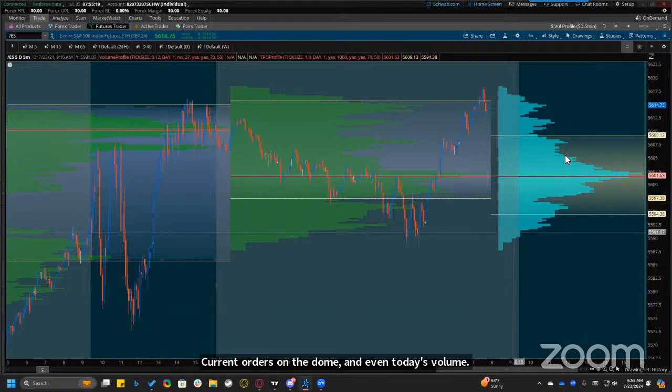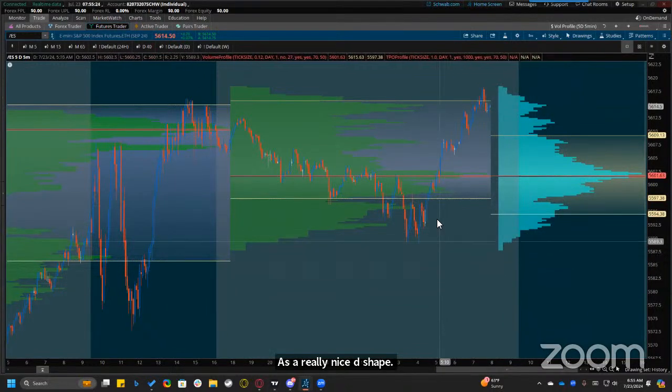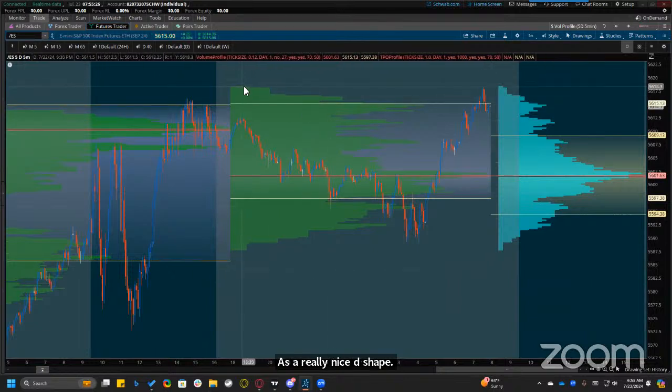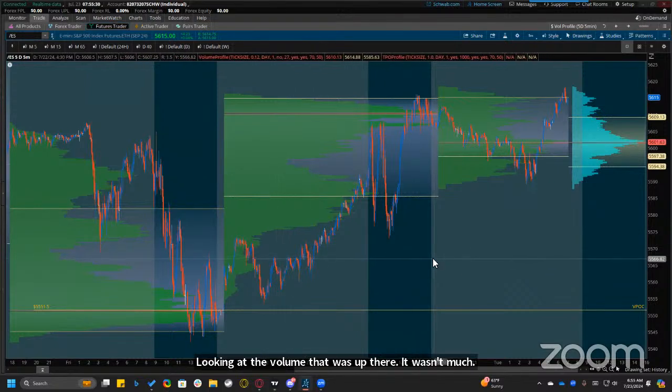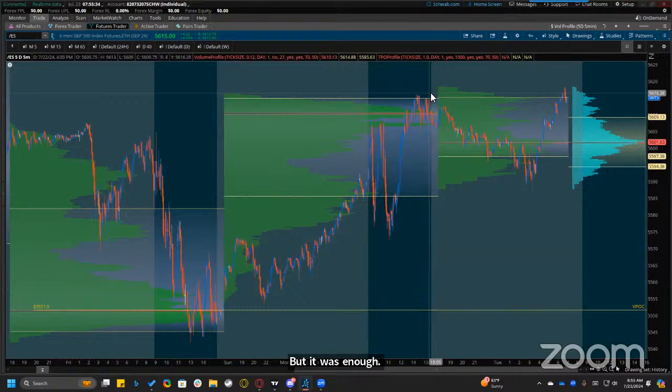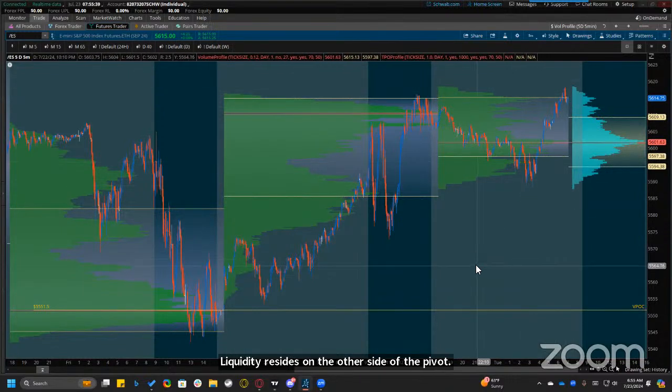Has a really nice D-shape profile, for an example. Looking at the volume that was up there, it wasn't much, but it was enough. So that's the volume we're dealing with. Liquidity resides on the other side of the pivot. We got above it. We weren't able to keep it.